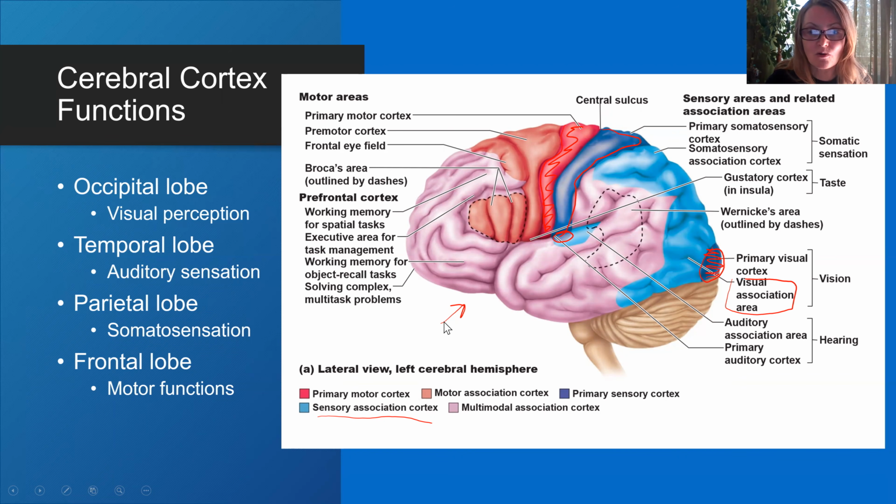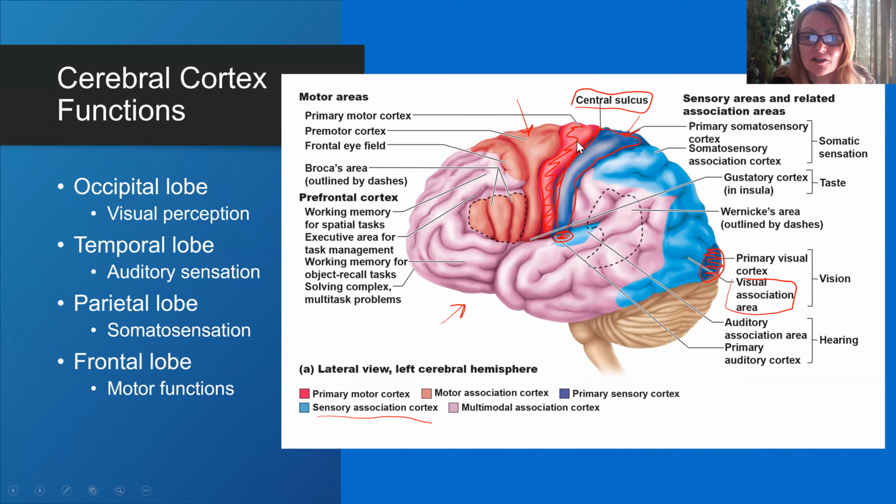If we look at the temporal lobe, we will see auditory sensation, like primary auditory cortex over here, right? And then auditory association area. So the primary function, auditory sensation. Now let's look at this parietal and frontal lobe. Now this sulcus, remember sulcus is a groove. This sulcus that separates frontal from parietal is called central sulcus. That makes sense, right? Central sulcus.